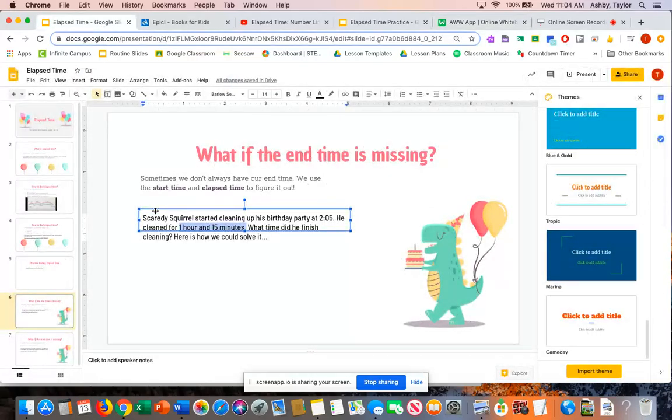Scaredy Squirrel finished cleaning up his birthday party at 3:20. I hope he had some help.